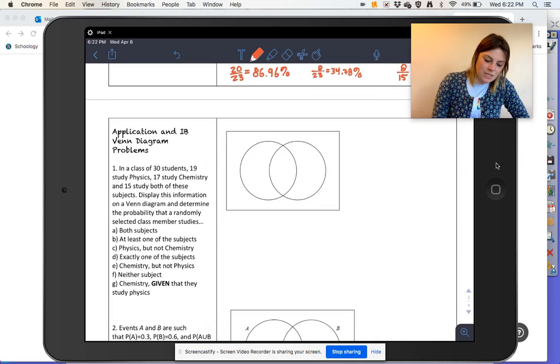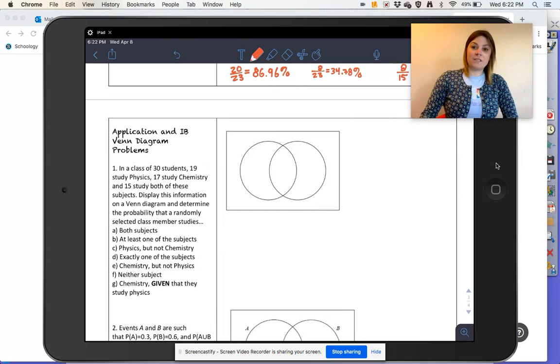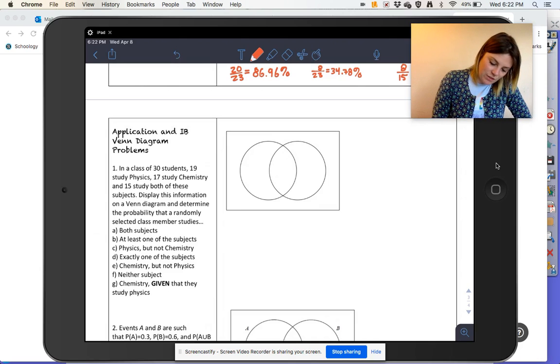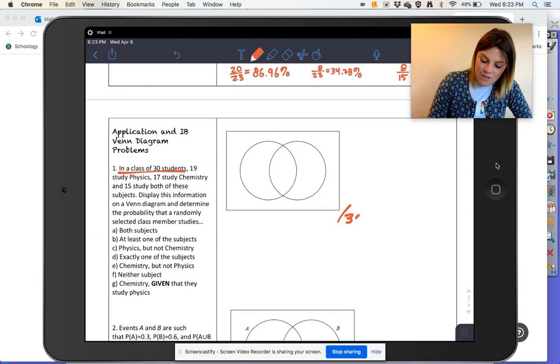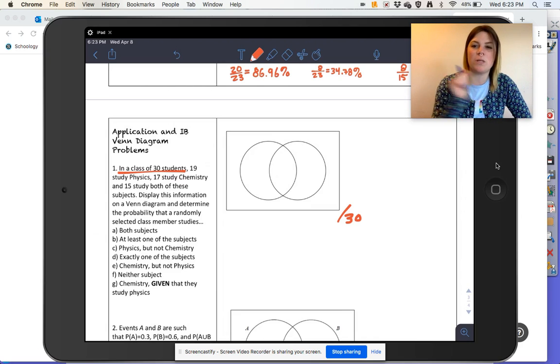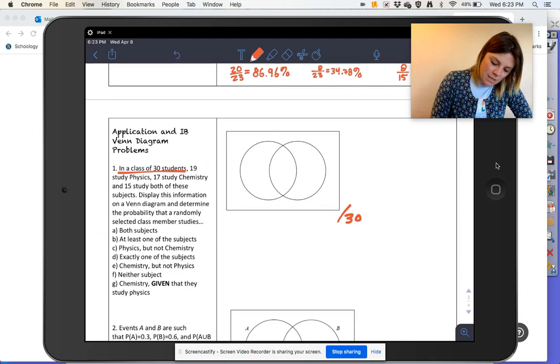All right, so this first question, in a class of 30 students, so I'm going to stop you right there. 30 students, that's how many total students there are. So that's why my little strategy of having my denominator on the outside of the picture is helpful because it saves the information. I don't have to go back and look for it. It says 19 study physics and 17 study chemistry.